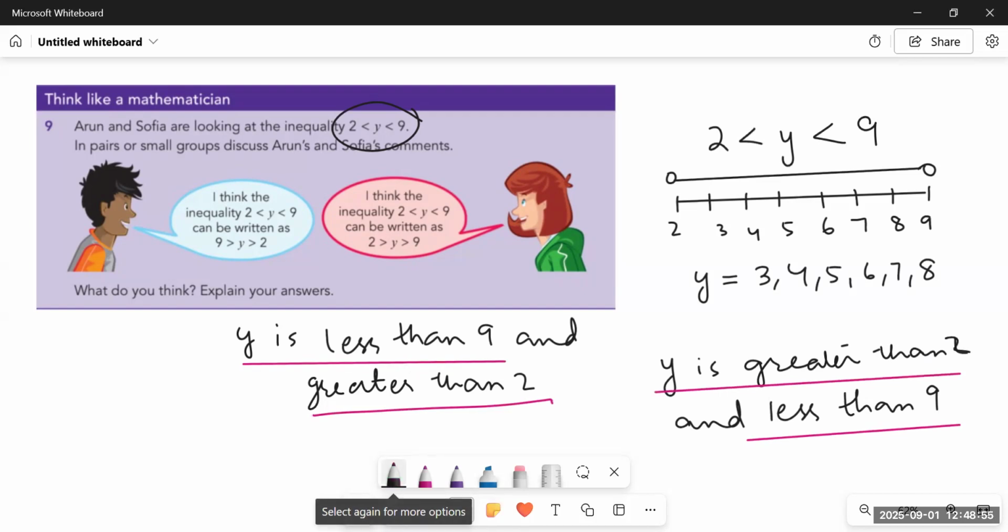But when we talk about the inequality of Sophia, Sophia is manipulating it in such a way that she is changing the inequality. Why? Because she is saying that y is now less than 2, whereas the actual one says that y is greater than 2. So how come the two are equal? Y is greater than 2 means y includes 3, 4, 5 and 6. Y is less than 2 means y includes 1 and 0 and the negative numbers. So how could two be equal to each other? So it means Sophia is absolutely wrong, but yes, Arun is absolutely correct.